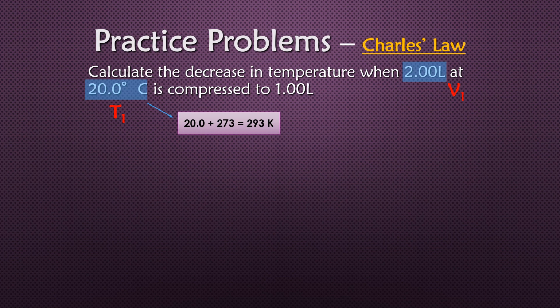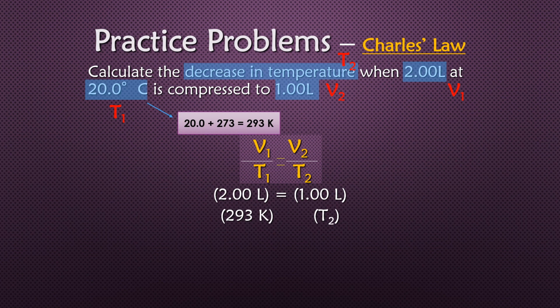Very simply, whenever we convert from degrees Celsius to Kelvin, just add 273. So that gives us a temperature of 293 Kelvin. And then we have our second volume. We are looking for the second temperature, the decrease in temperature, or the new temperature that we had. So this is the equation for Charles' law. We just go ahead and punch in all of the numbers.